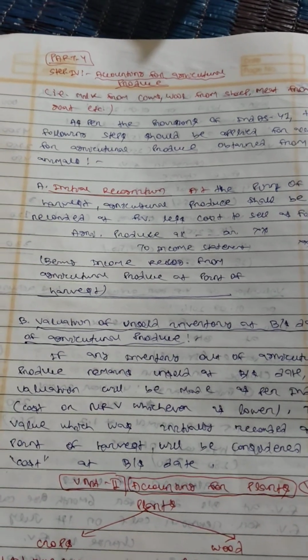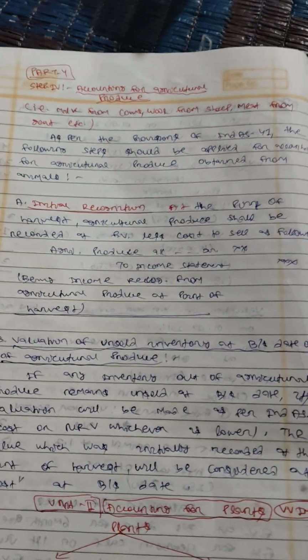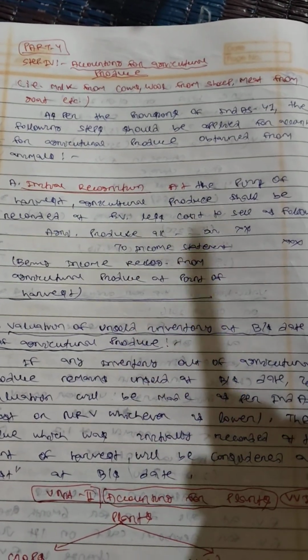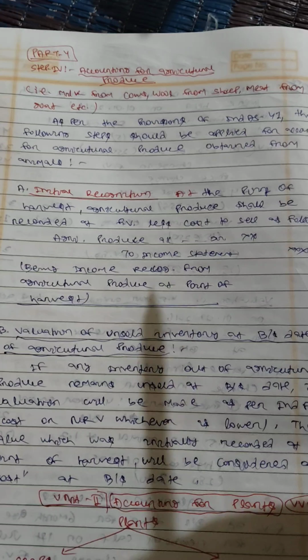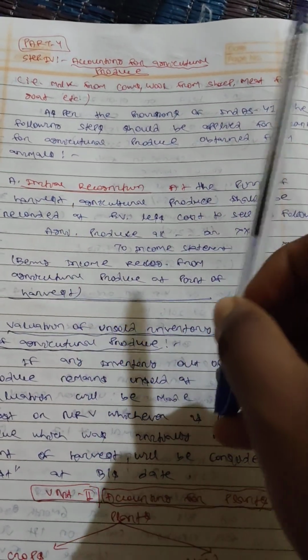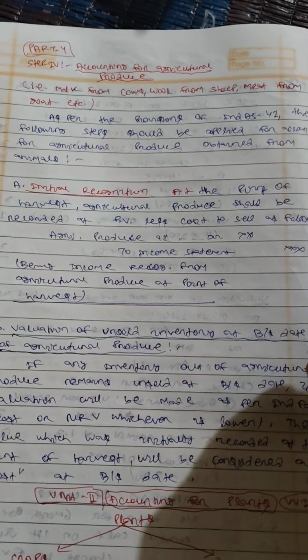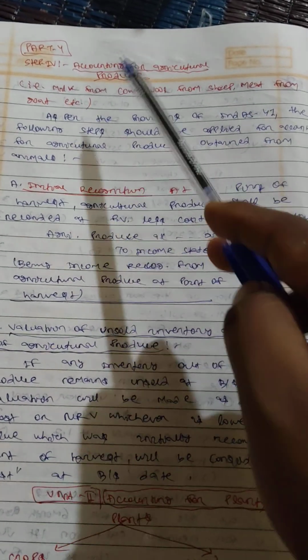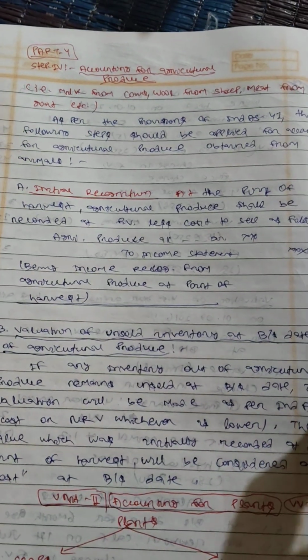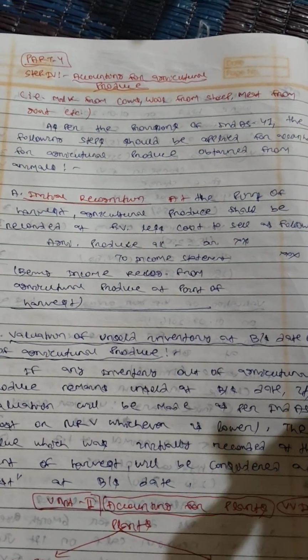Hello friends, so today we'll see the third part of Ind AS 41, accounting for agriculture produce. So here we will see what accounting we do for agriculture produce, for example milk from cows, wool from sheep, meat from goat, etc.